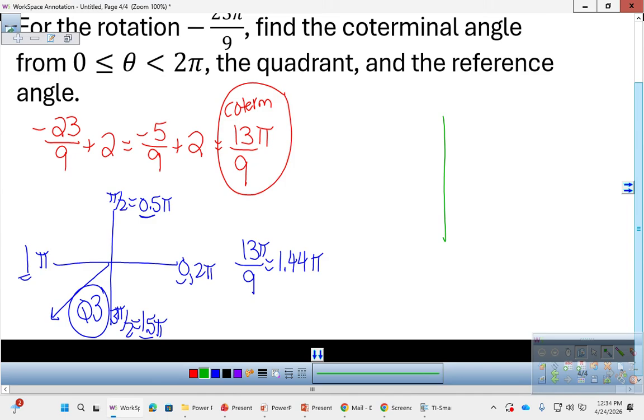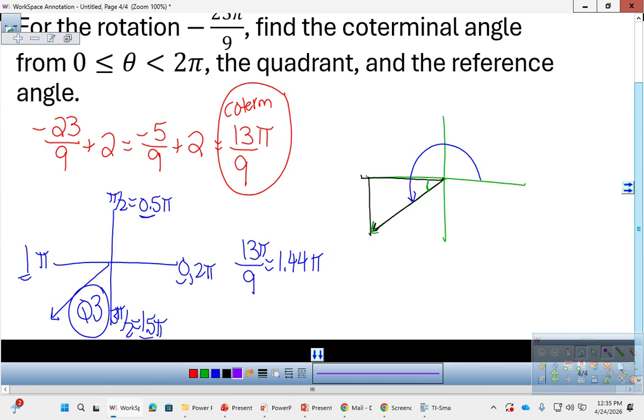Now that I know that I'm somewhere in quadrant 3, I can draw my reference triangle. My reference triangle is going to happen with the terminal side and the x-axis, not the y, and then I can just drop. This being my reference angle here. So here's what I know. I know that I've got all of this. That's my 13 pi over 9.